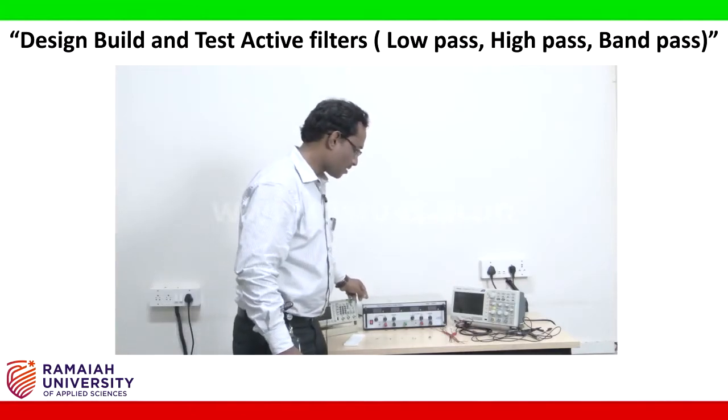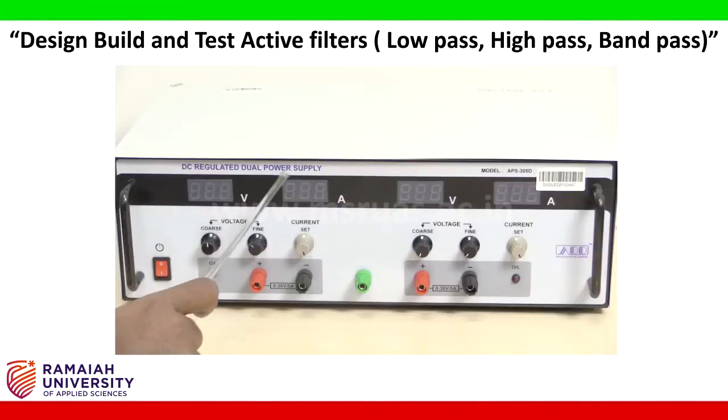Regulated DC power supply. This is the DC regulated dual power supply. This is the main switch to switch on this system. We have 2 main parts here, one is this part and another one is this part. Let me explain this part. This is the voltage tuner and this is the current set tuner.